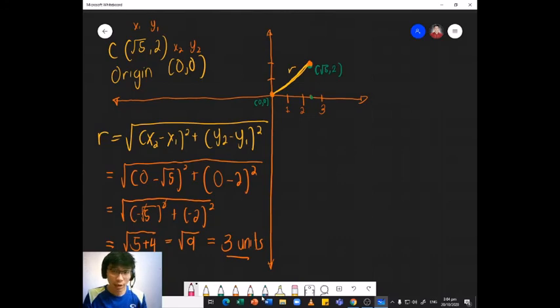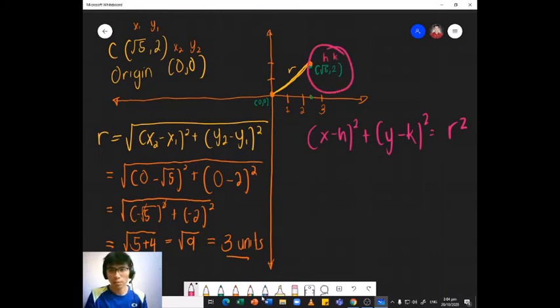Again, what is the standard form of the equation of the circle? That is x minus h squared plus y minus k squared is equal to r squared. What is my h and k here? The center itself. It is my h and this is my k. So just substitute that here. It will become x minus what is my h? That is square root of 5 squared plus y minus what is my k? That is 2. So minus 2 squared. And what is my r? My r here is 3. So I have to put 3 squared.